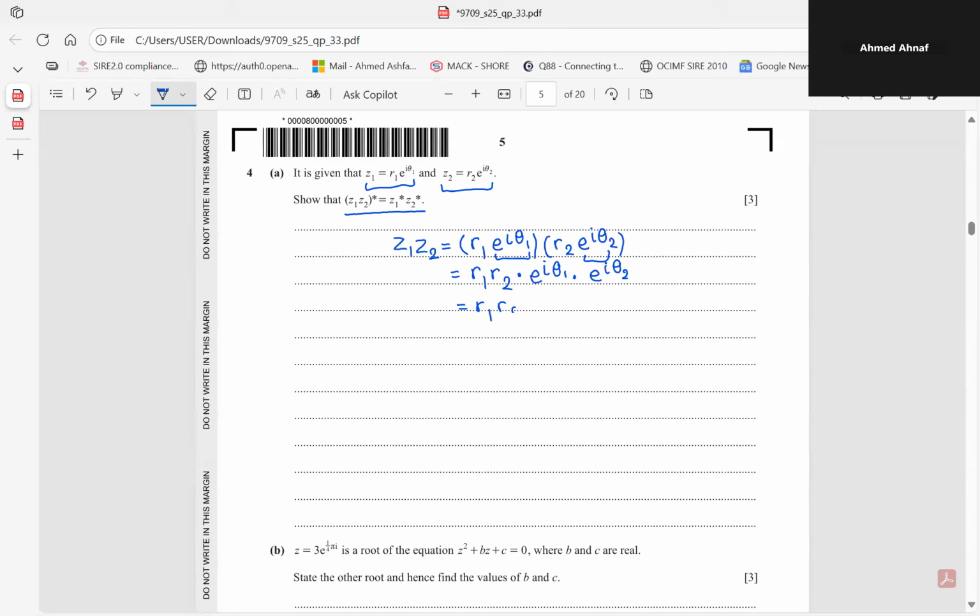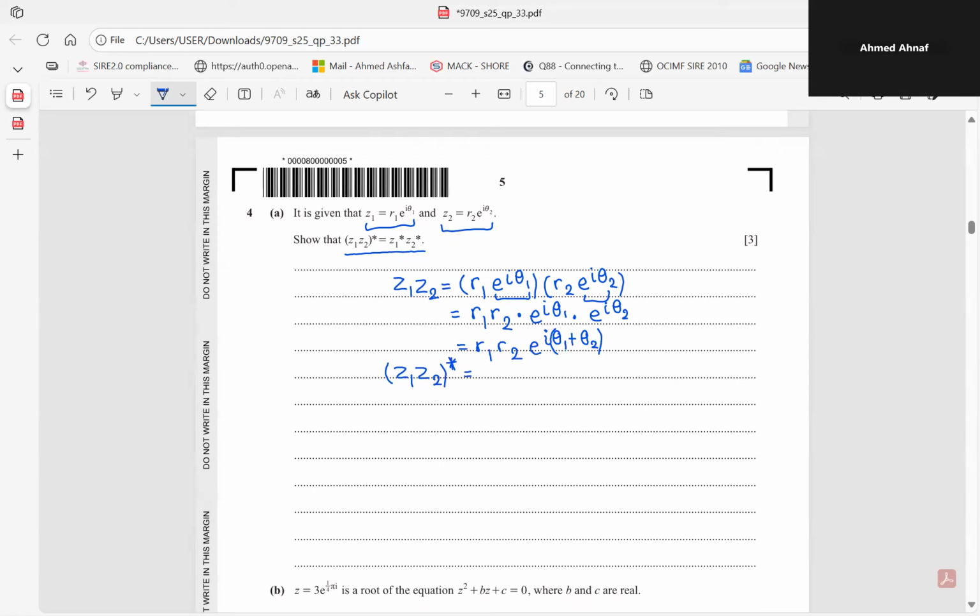Okay, so since these are the same base, according to a law of indices, we can just add up the powers. So this is e to the power of i theta 1 plus i theta 2, which you can just write as e to the power of i times theta 1 plus theta 2. So this is our Z1 times Z2. Now let's find Z1 and Z2 conjugate. The asterisk sign just means conjugate.